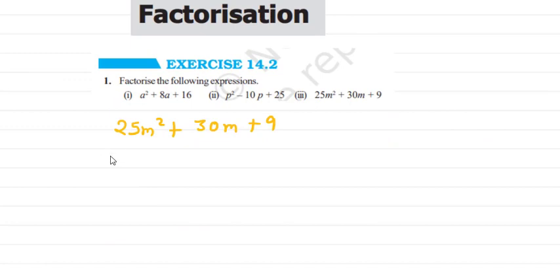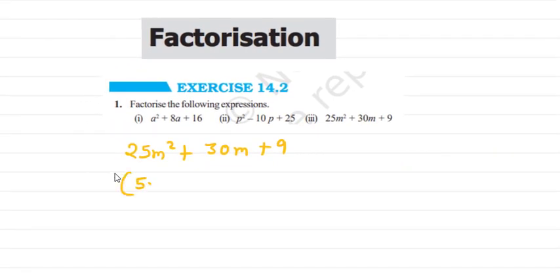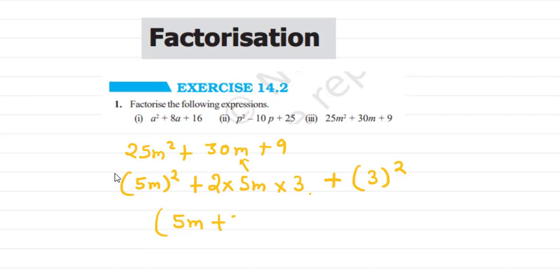Here in this question also I'll try to do that. You see 25m square is the square of 5m. Then I'll write 9 as 3 square. Now I'll just simply write twice the first term, that is 5m, into the second term 3. So 5 into 2 will give you 10, into 3 is 30m. So it's the same as this. So it is the expansion of 5m plus 3 whole square. So these will be the factors. You can write it as 5m plus 3 into 5m plus 3. So like this you have to do this question.